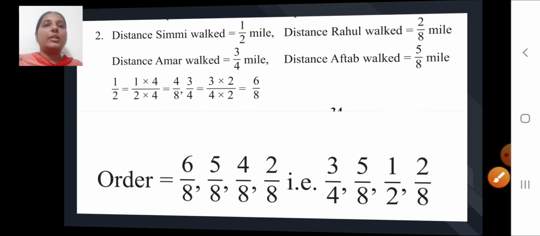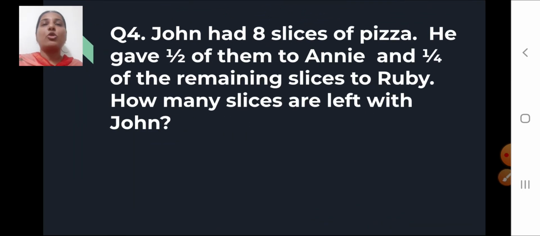Now next question is question number 4. John had 8 slices of pizza. He gave 1/2 of them, or half of them, to Annie, and 1/4 of the remaining slices to Ruby. How many slices are left with John? So again you have to read and you have to understand what information is being given.